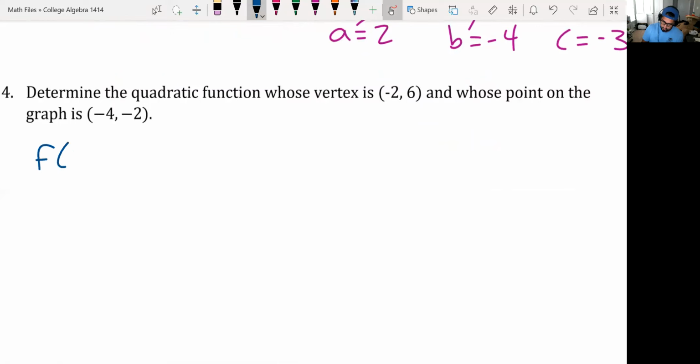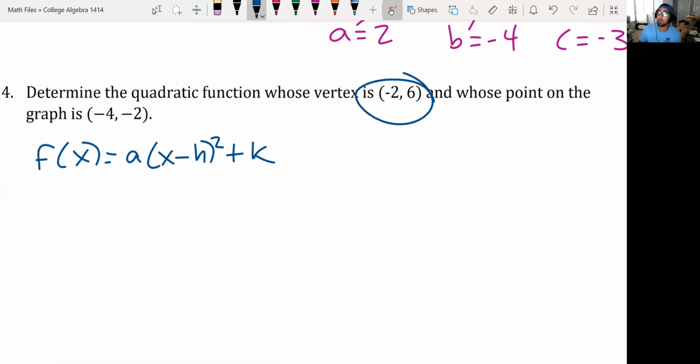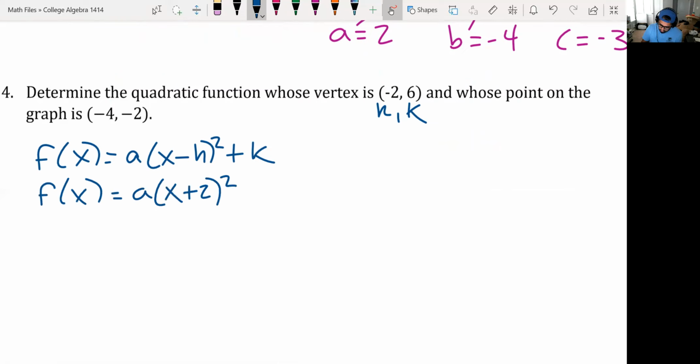Start with the vertex form: f of x equals a times x minus h squared plus k. Plug in the vertex, plug in your h, k. So a times x plus 2 squared, because if you plug in the negative 2, it'll become positive, and k is going to be a positive 6.